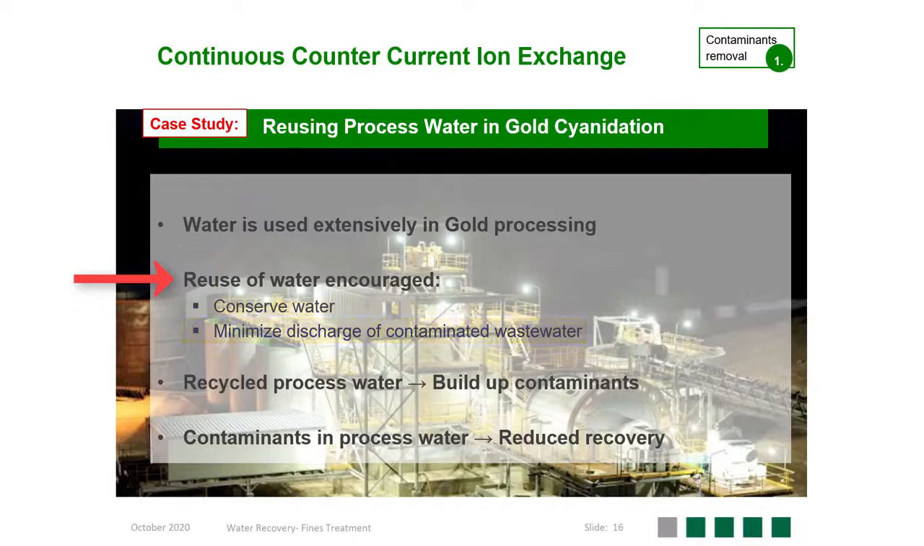The problem is when you start recycling process water, you build up contaminants, and contaminants in your process water can reduce recovery. So the Department of Mining Engineering at Urmia University in Iran did an investigation into the reuse of process water in the gold cyanidation process.